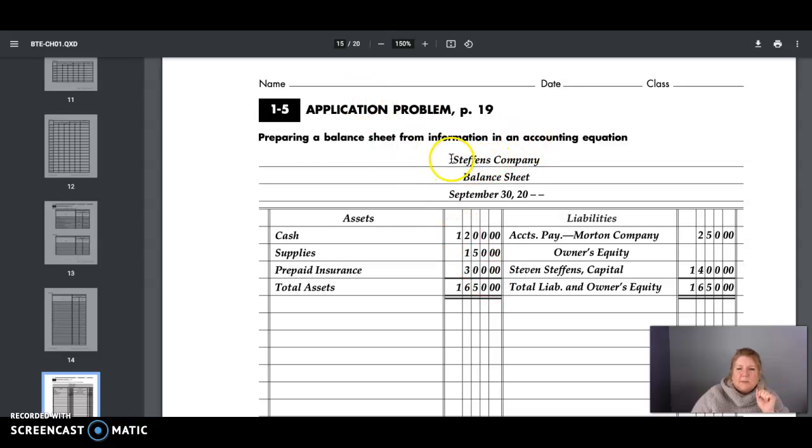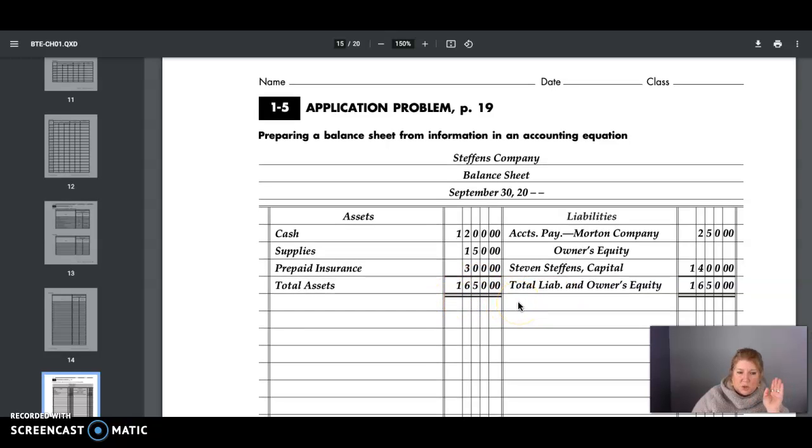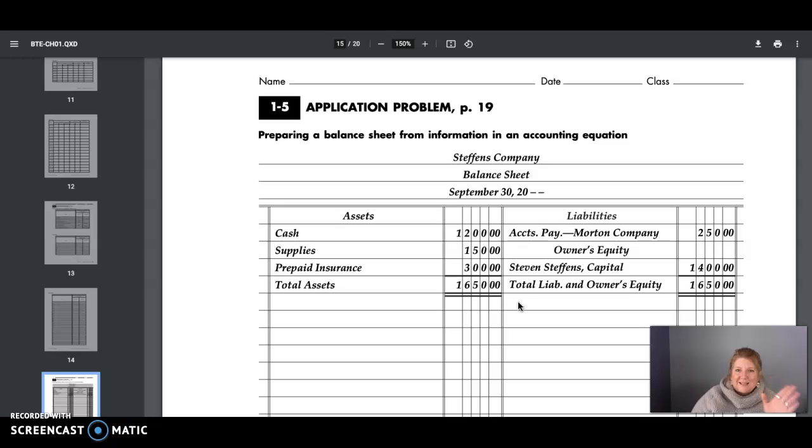Make sure you label your balance sheet at the top, the name of the company. You're going to put on the second line balance sheet. On the third line, you're going to put the date it was prepared. List your assets. This is a label. If you just listed them here, we'd say, what are these? You have to put assets. List them. It's only 3. Then you have your total assets. Double underline to show, in accounting, that means that's a total.